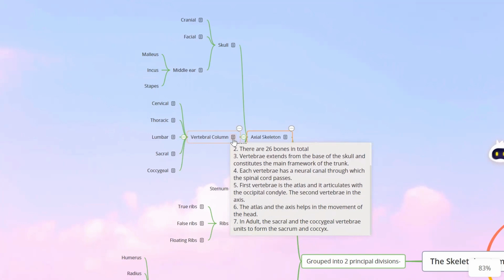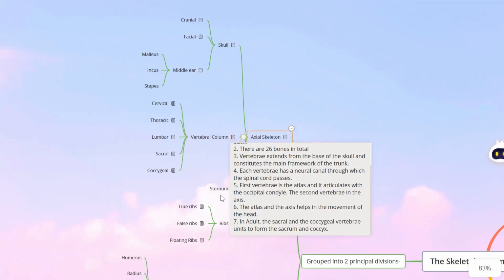The first vertebra, the atlas, articulates with the occipital condyles. The atlas and the axis help in the movement of the head. So which two vertebrae help in the movement of the head? The atlas and the axis. Now, in adults, the sacral and the coccygeal vertebrae unite to form the sacrum and the coccyx. So that is in adults.